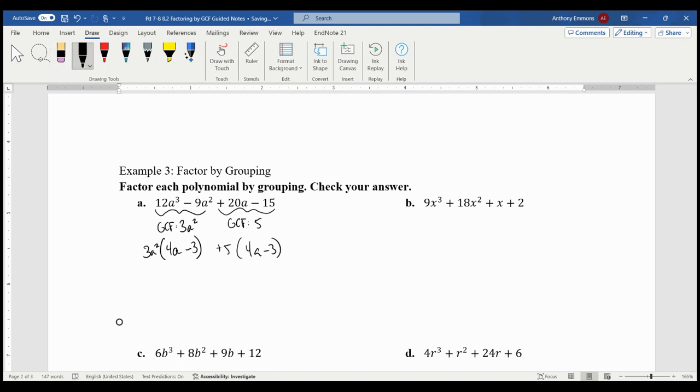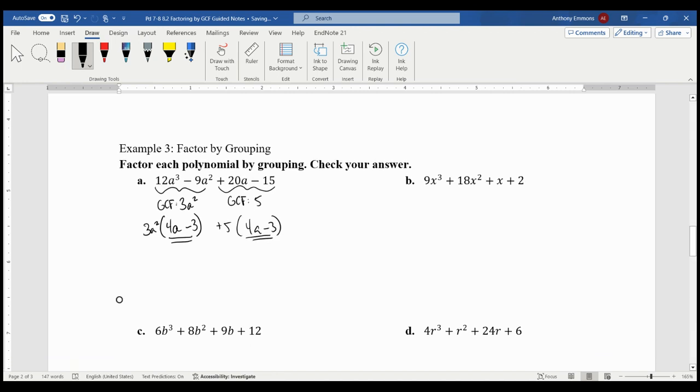And now, really important, this is the third step. I do have a common binomial. If I don't get a common binomial, I did something wrong. I would go back and check my work. So please make sure you do get that same binomial, in this case 4a minus 3, to show up in each of the two groups.